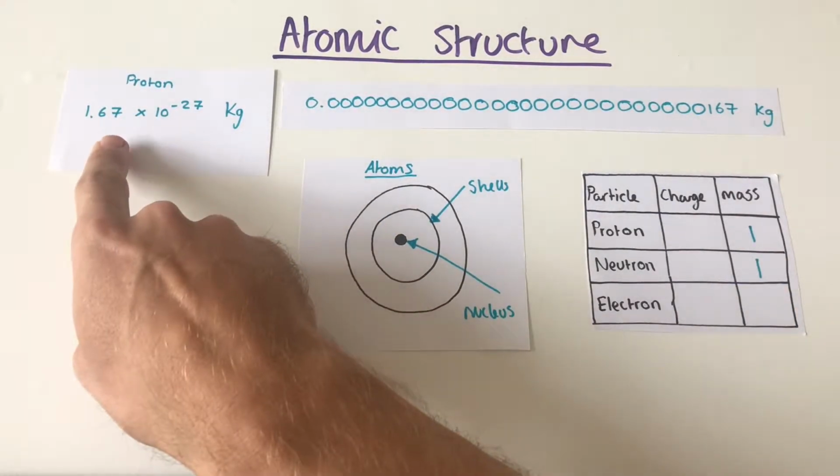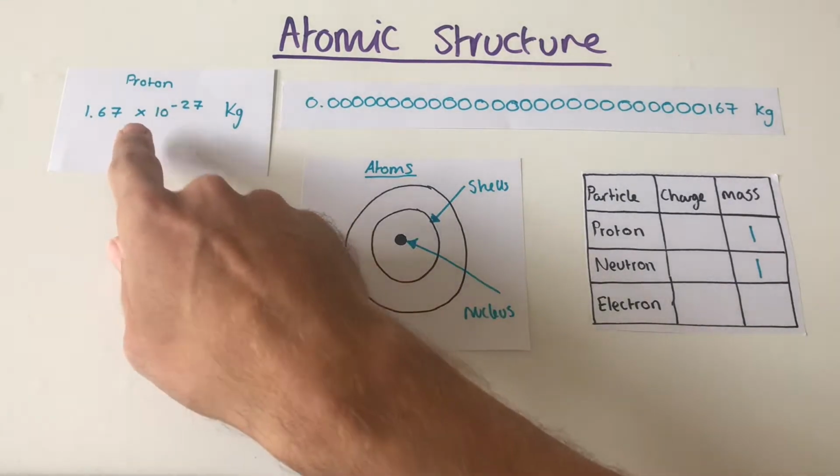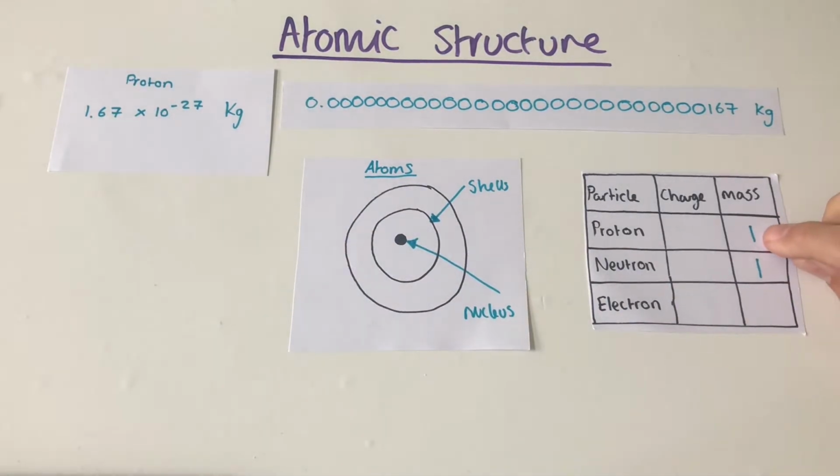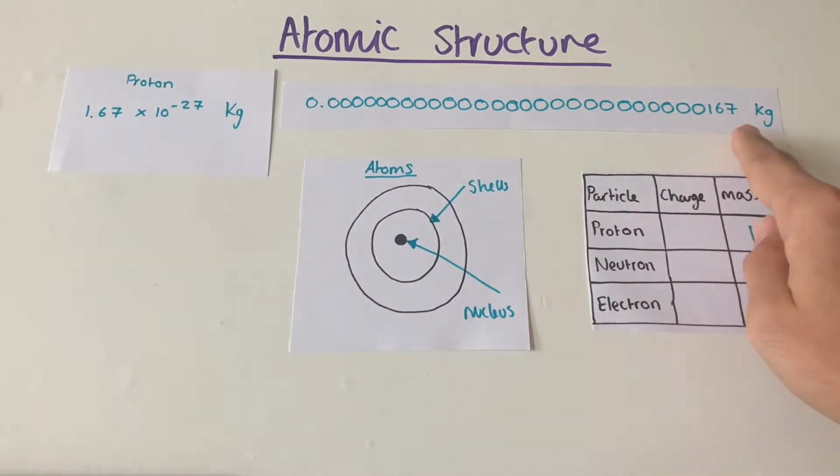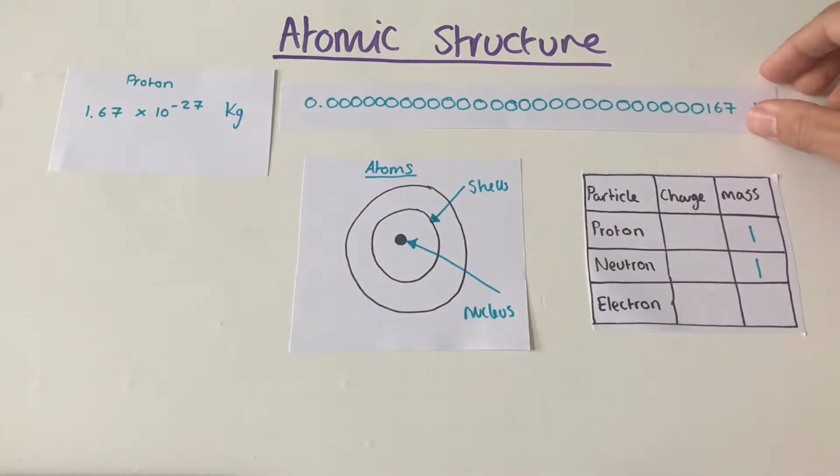What we do, instead of writing this tiny number out every single time, we set the standard that a proton has a mass of 1. Now, we've also given the mass of a neutron here 1 as well, because relative to each other, they have the same mass. So a neutron weighs the same. This absolutely tiny number weighs the same as a proton.